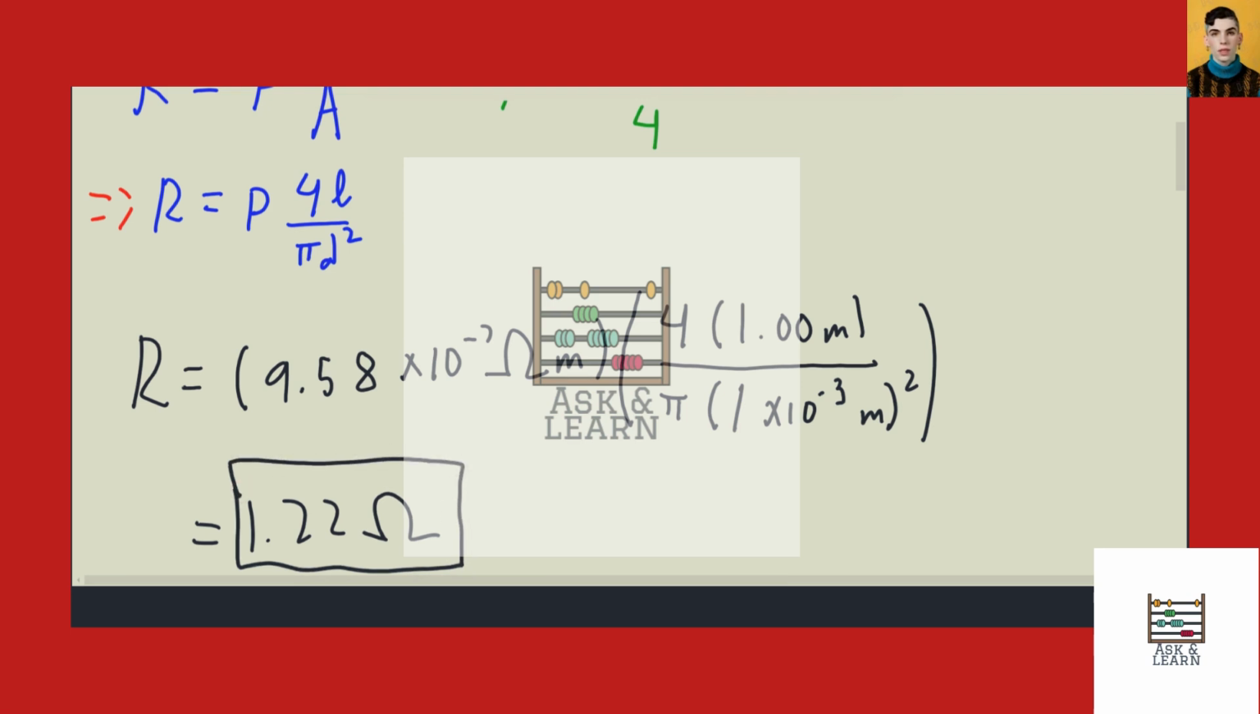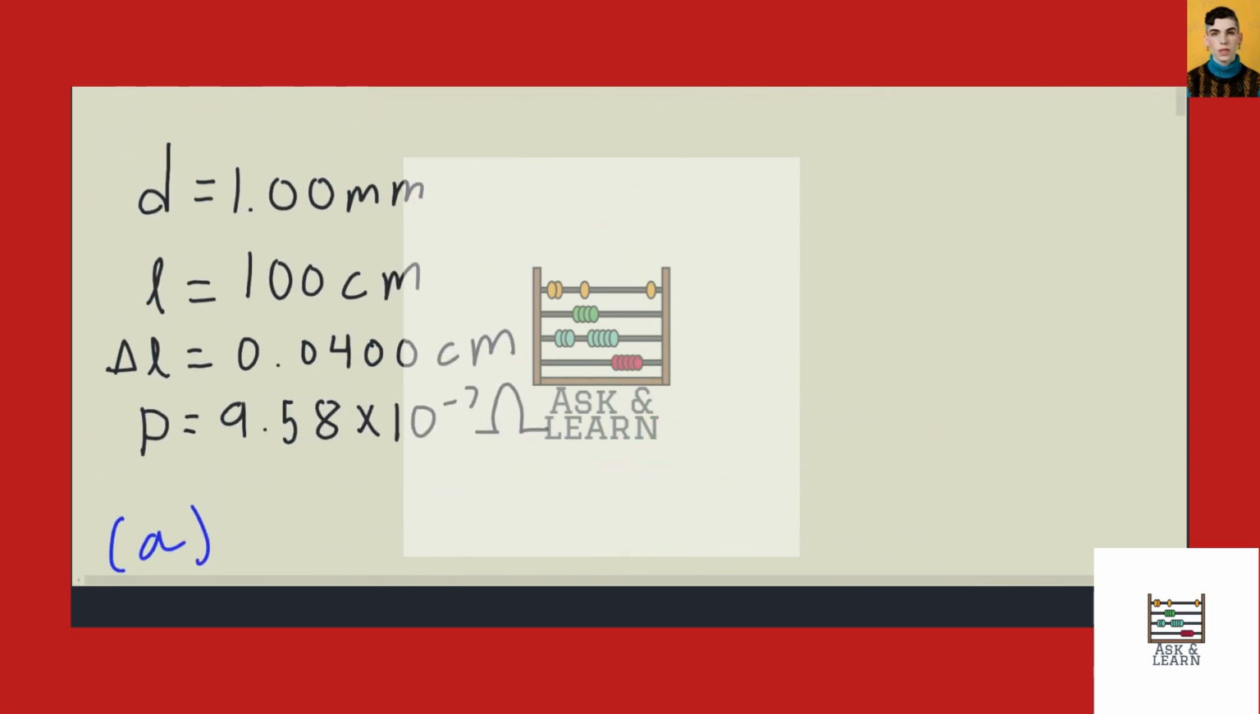So next, we know that a heartbeat causes the arm to expand, and it causes a change in the length of the tube, which is given as 0.04 centimeters. And we need to find the fractional change in resistance whenever this heartbeat occurs.